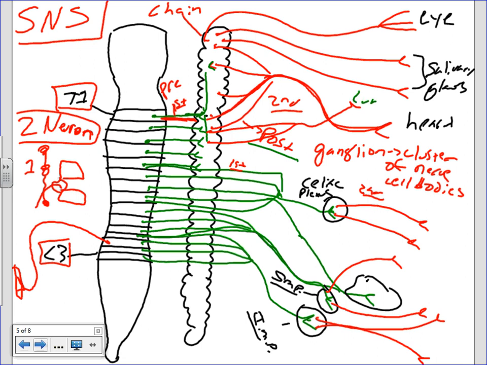These would be the lungs, essentially the bronchial tree in the lungs. Here you're looking at the stomach and small intestine. I'm just going to abbreviate this, small I. Here you're looking at the colon. Here you're looking at the lower parts of the colon and the genitals, with the inferior mesenteric plexus. Pardon my handwriting.